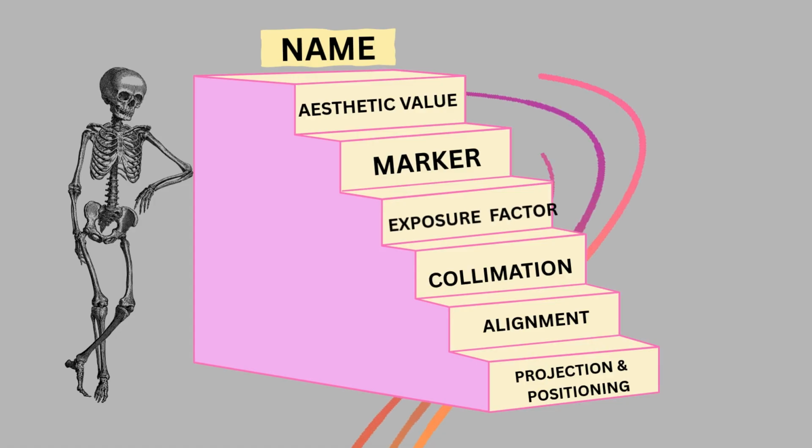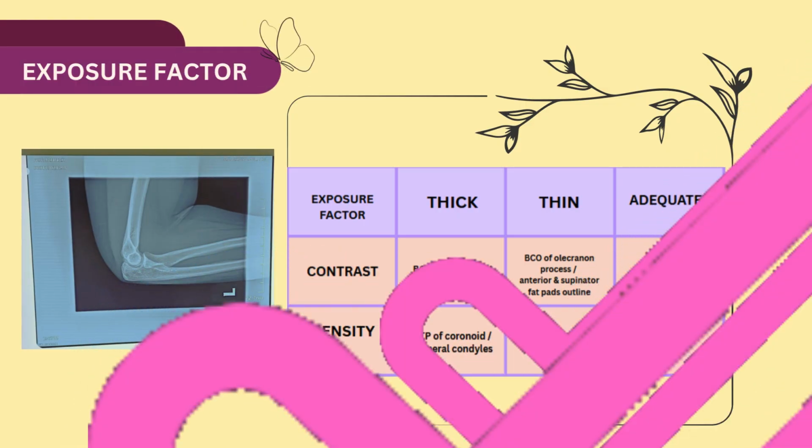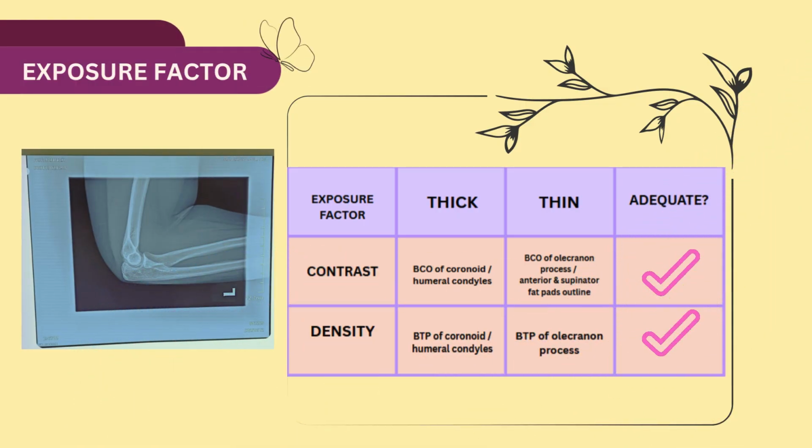We move on to the exposure factor. The kVp used is adequate for penetration and radiographic contrast because the bony cortical outline of the thick structures, which are the coronoid and humeral condyle, can be seen on the radiograph. And the bony cortical outline of the thin structures, which are the olecranon process, and the anterior and supinator fat pads outline, can also be seen on the radiograph.